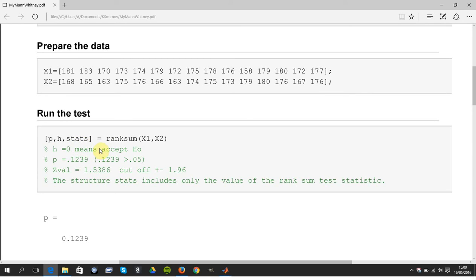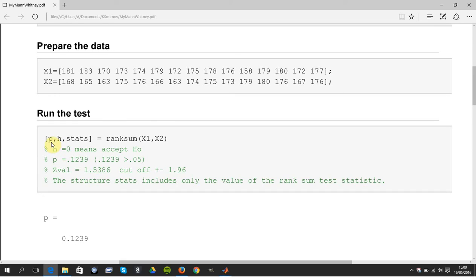Just to remind you again, the null hypothesis is that the two distributions are the same, the two medians are the same. So when we get h here, we'll see it underneath, we get h is 0, so that means we have no reason to reject the null hypothesis.